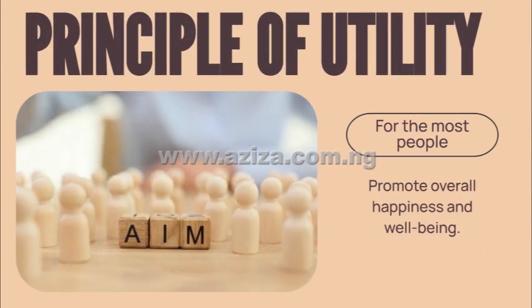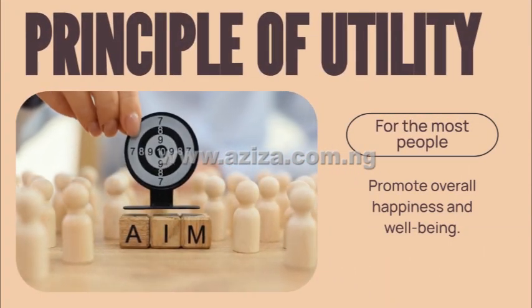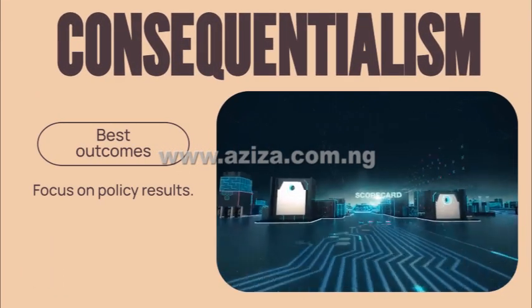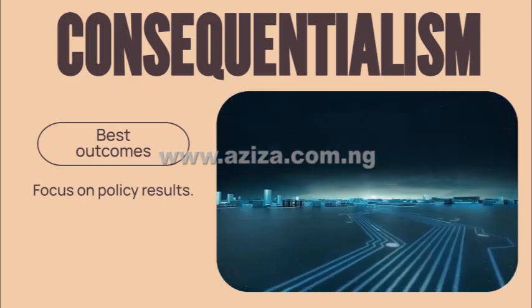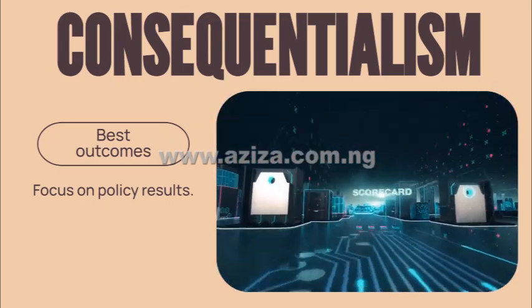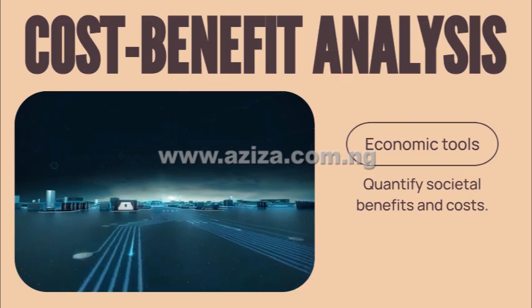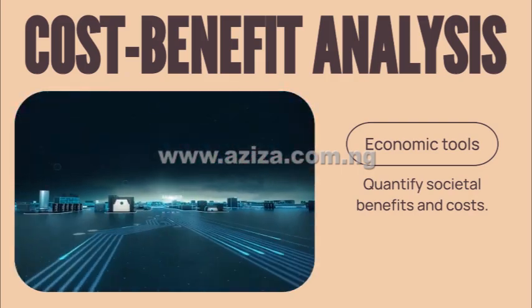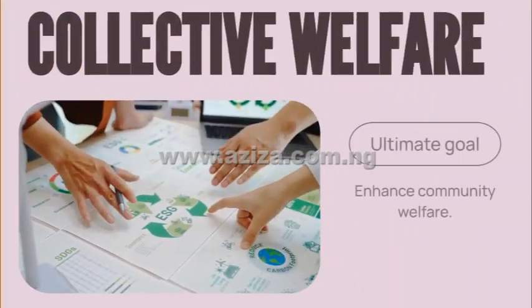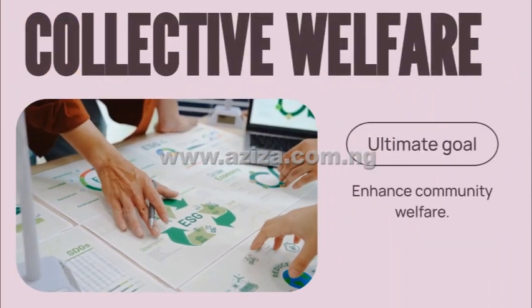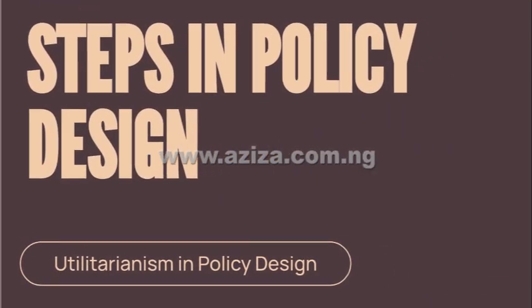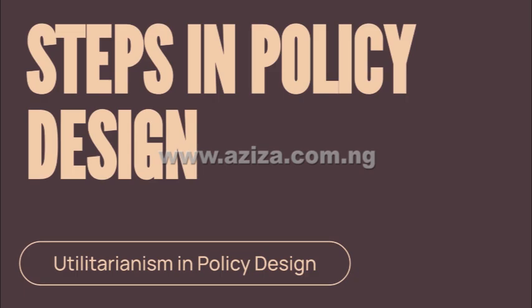The principle of utility guides policy decisions to promote overall happiness and well-being for the largest number of individuals. Consequentialism focuses on the results of a policy rather than the inherent morality of the action, guiding the selection of options with the best outcomes. Policymakers use economic tools like cost-benefit analysis, aligning with utilitarian thinking by quantifying societal benefits and costs. The ultimate goal is to enhance the welfare of the community as a whole, even if it involves difficult trade-offs for individuals. Now, let's break down the systematic steps involved in designing policies using a utilitarian approach.